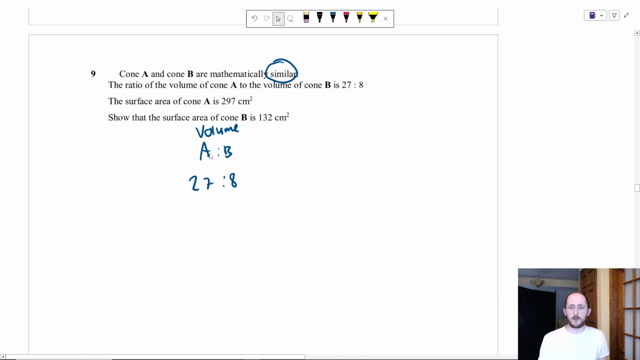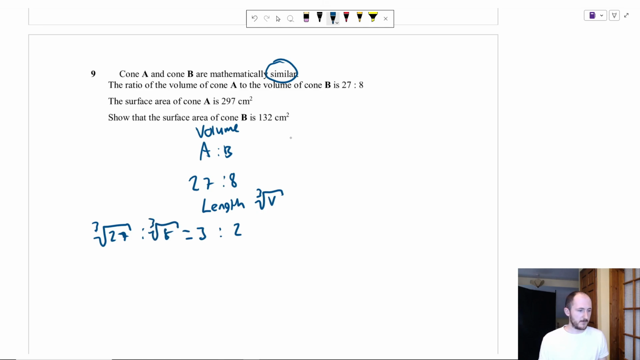Now, the fun thing with scale factors is that volume is just the cube of the length scale factor. So I can work out the length scale factor by just cube rooting the volume. Cube root of 27 is 3. Cube root of 8 is 2. So the way I got that is I just did cube root of 27, cube root of 8. You do cube root them both, yeah. You have to do both.